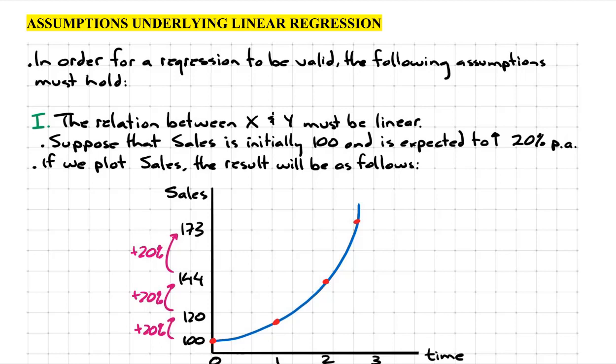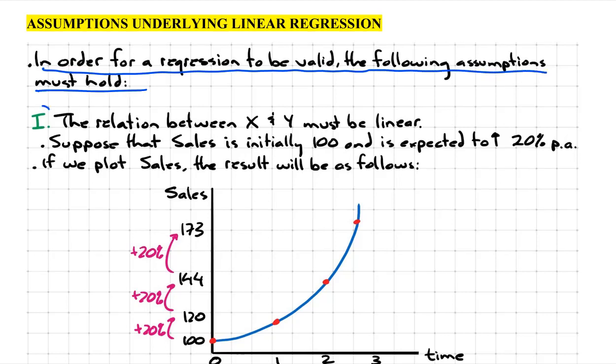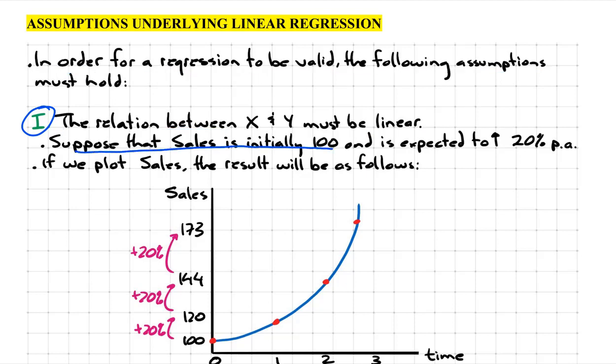Assumptions underlying linear regression. In order for a regression to be valid, the following assumptions must hold. First of all, the relationship between x and y must be linear. To illustrate, suppose that sales is initially $100 and is expected to grow at 20% per annum.